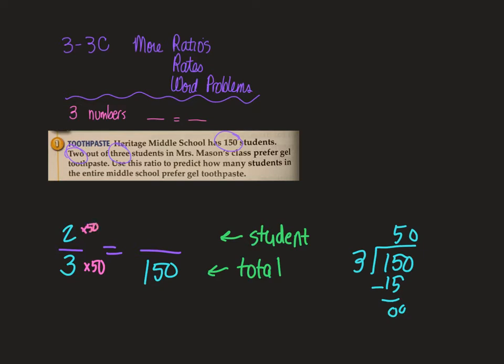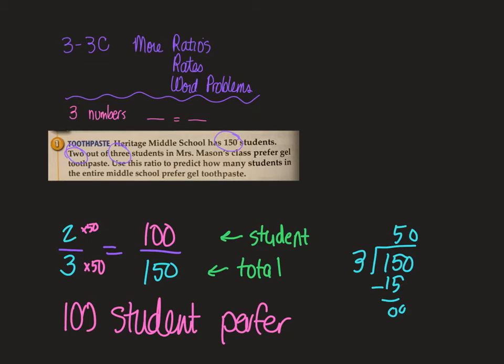Boom. It's a times 50 pattern, which means we have to do the same thing on the top. Times 50 on the top. 2 times 50 is 100. So 100 students in the whole school prefer gel toothpaste.